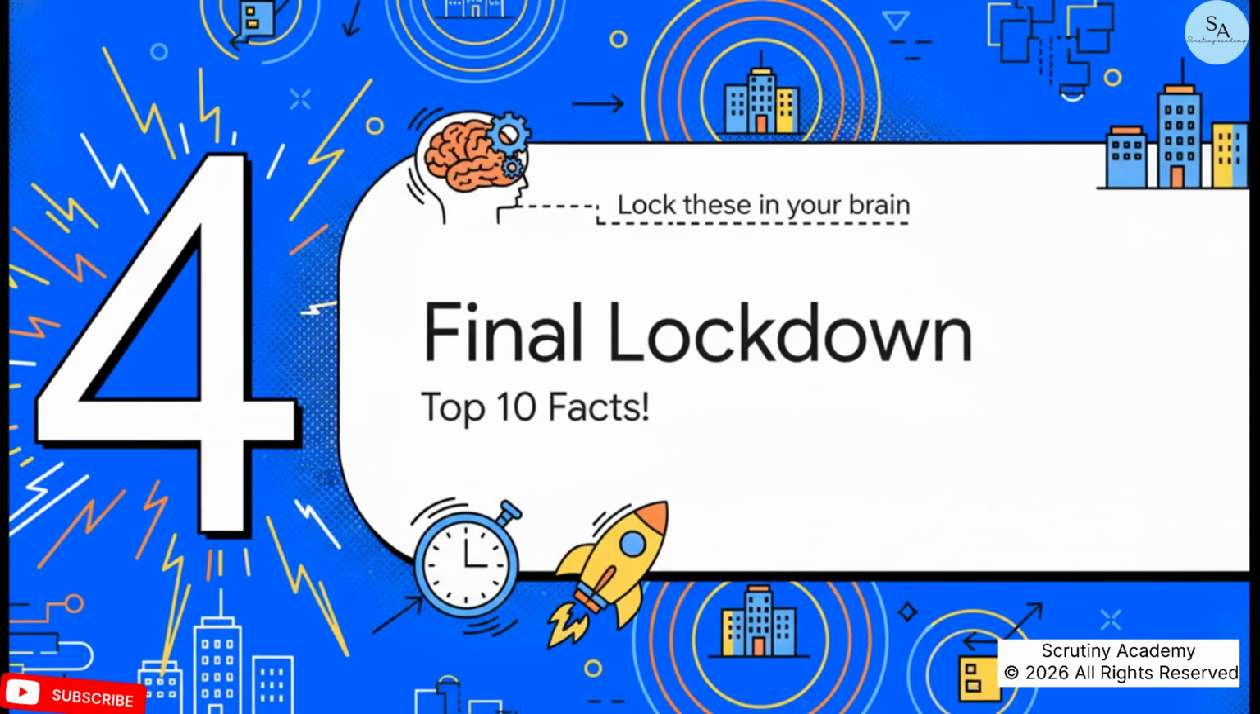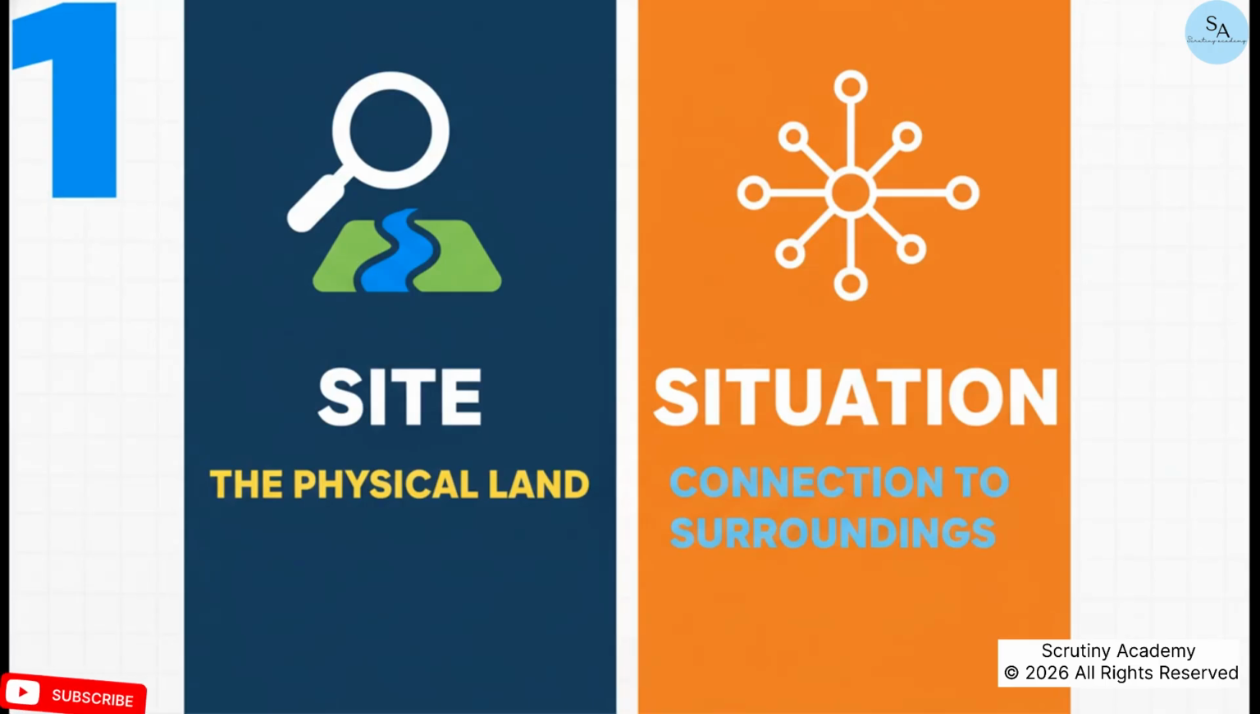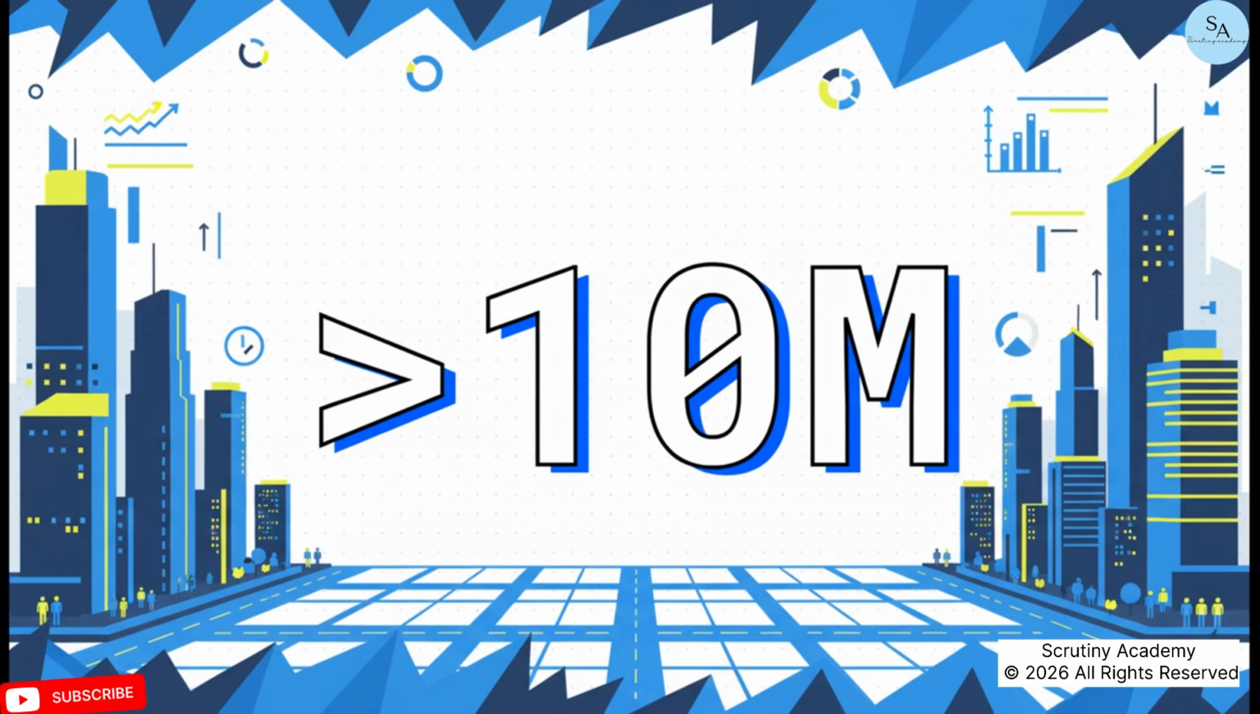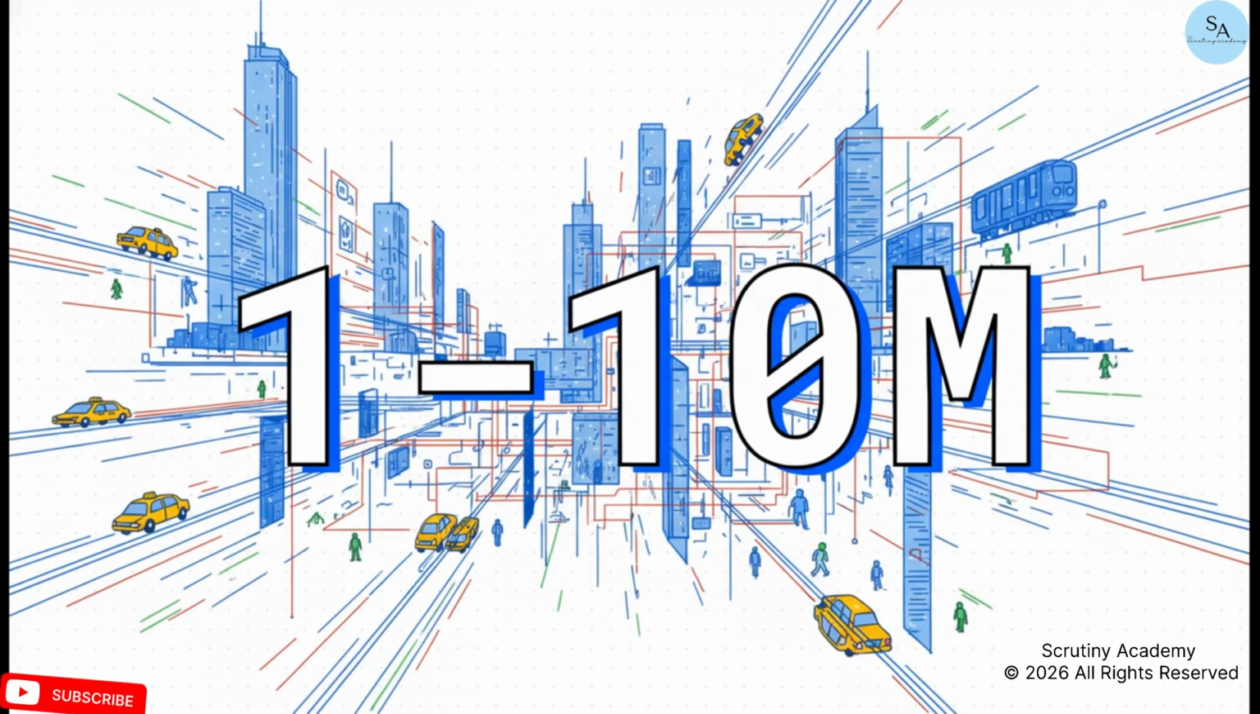Okay, we're in the final stretch. This is the rapid-fire round. These are the 10 facts you absolutely, positively must know. Lock these in your brain before you walk into that exam hall. Let's do this. Number 1, site is the spot, situation is the surroundings. Do not get those mixed up. What's the magic number for a megacity? Over 10 million people. 3, and for a metropolitan city, you're looking at a range of 1 to 10 million.